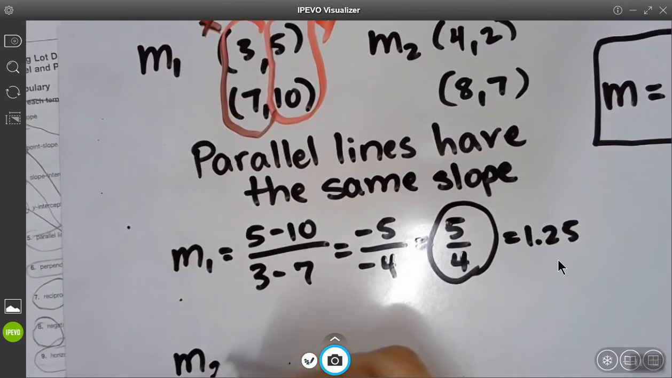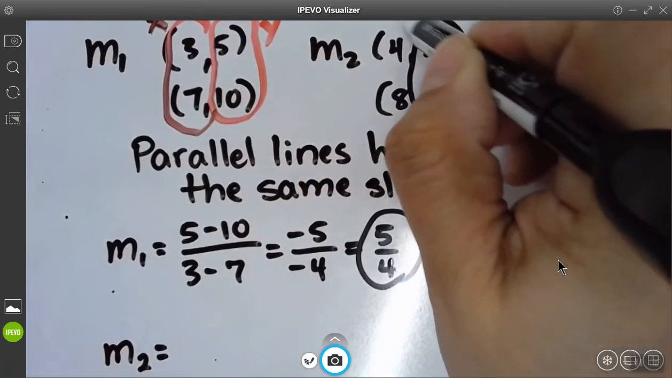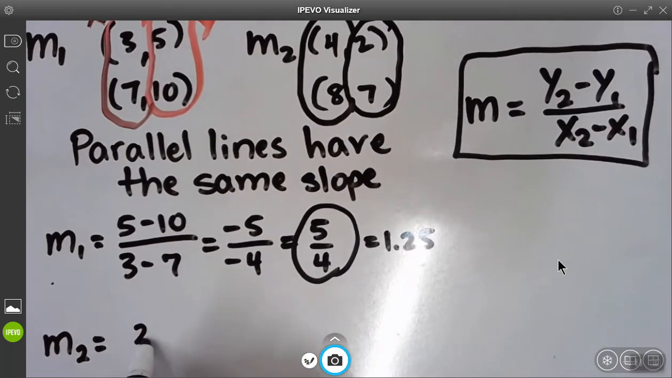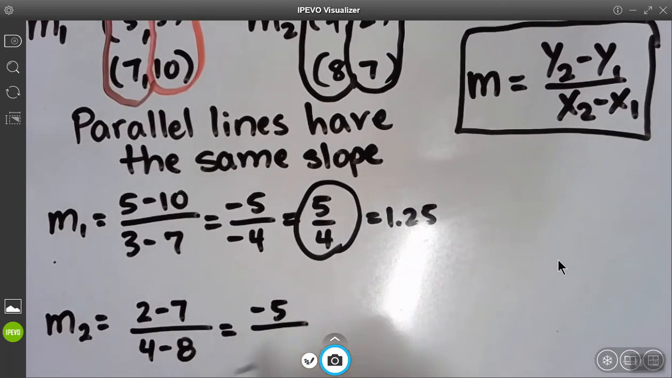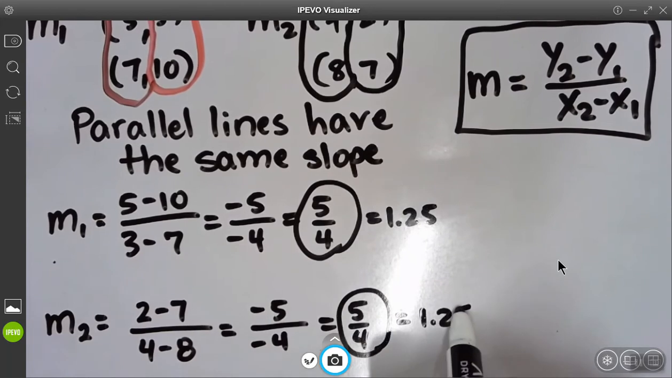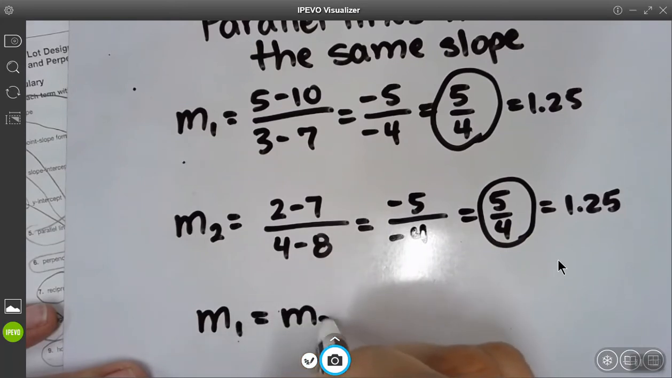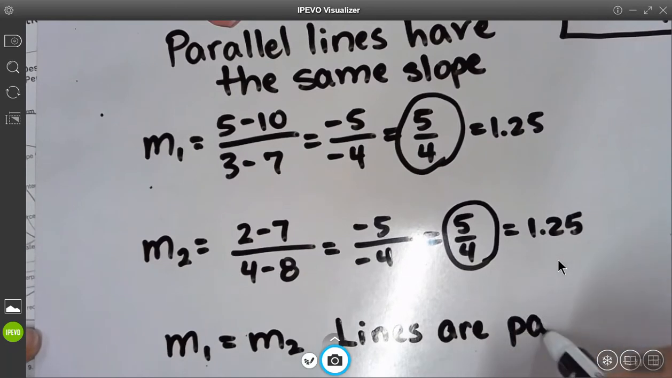Now we're going to find the slope of the second line. And once again, those are the y values, those are the x values. So it's going to be 2 minus 7 over 4 minus 8. And that's going to give us -5. And this one's going to give us -4, which is negative over negative gives you positive 5 over 4. So the slope of line 1 equals the slope of line 2. So therefore, the lines are parallel.